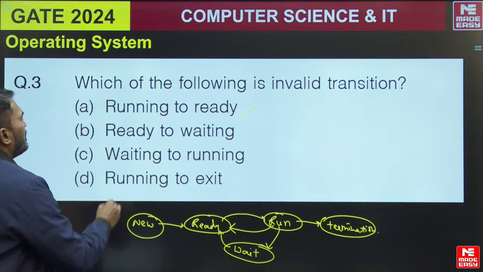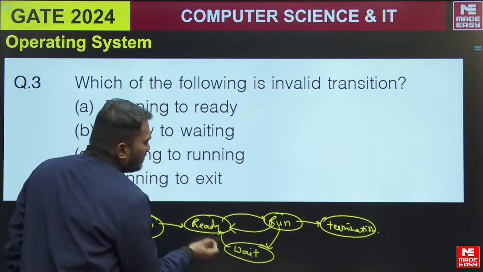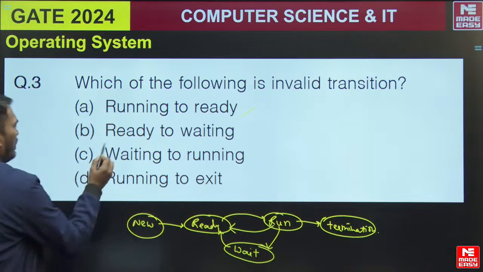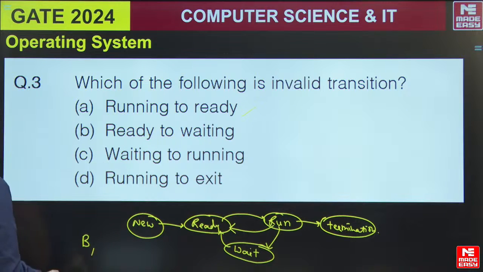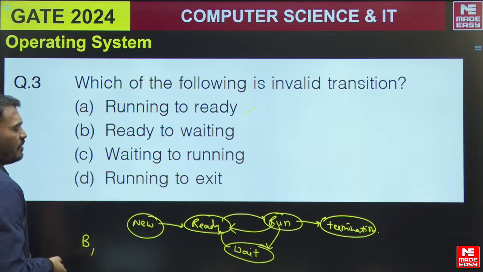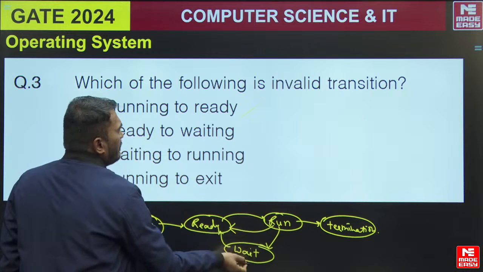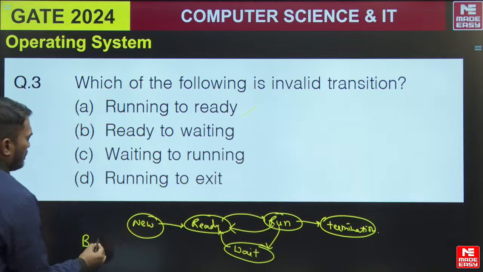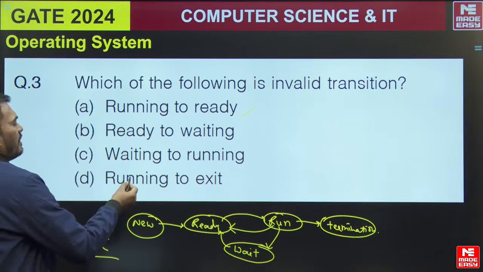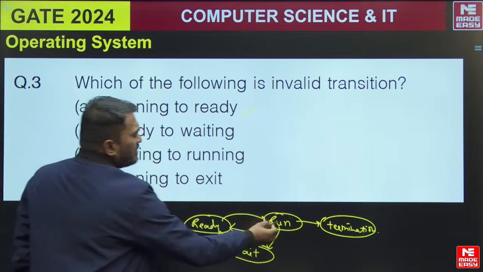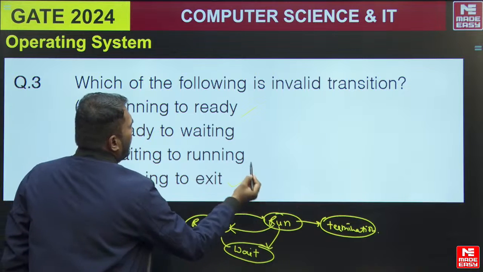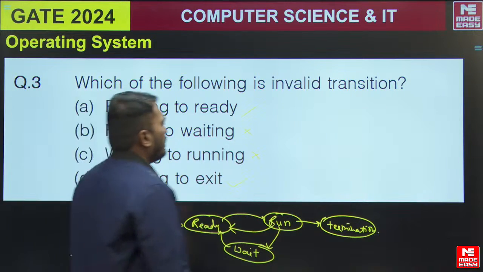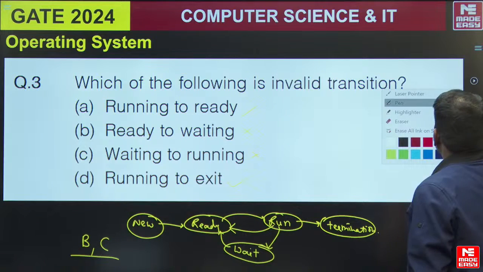Next, ready to waiting. Remember there is no transition from ready to waiting, so that is invalid. So the right answer is B. And next, waiting to running. Remember that is also invalid; there is no such transition, so C is also an answer. And running to exit is valid only, so there is no problem.